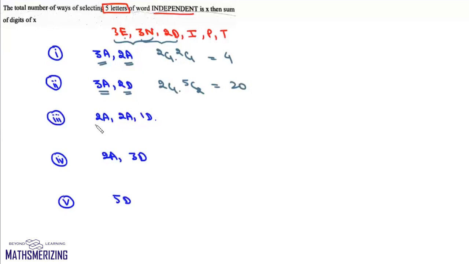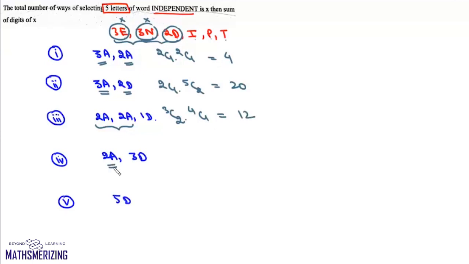Now we have to select 2 alike and 2 alike. Now 2 alike can be either 2 e's or 2 n's or 2 d's. So from these 3 we have to select any 2, and it can be done in 3c2 ways. And then we have to select 1 distinct. Now 2 of them are already selected, so from the remaining 4 distinct letters, we have to select any one, and it can be done in 4c1 ways, and it will be simply 12.